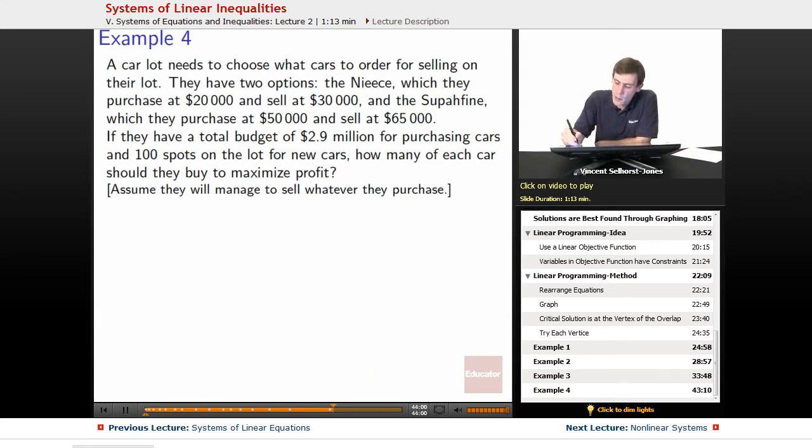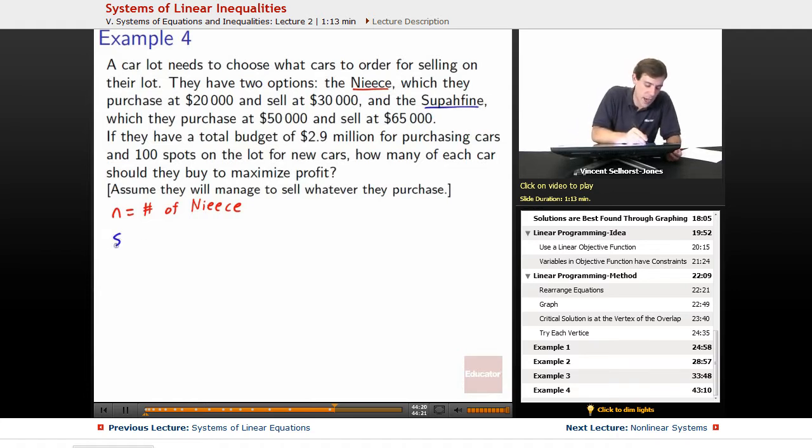So with all this in mind, let's start setting some things up. First, we're going to have to figure out how many nice cars they buy. So let's say N is the symbol that we use for the number of nice cars that they buy, however many that is. And S will symbolize the number of superfines that they buy.